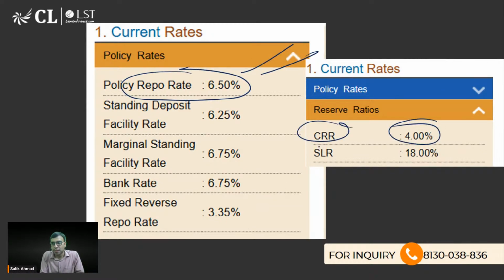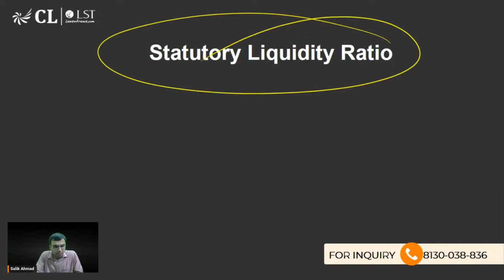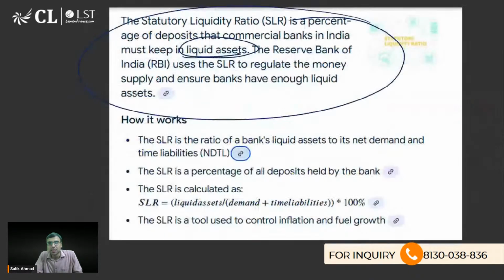Cash reserve ratio is 4% and statutory liquidity ratio is 18%. I have today taken it from RBI's website. अब देखो ये कॉन्सेप्ट क्या है, मैं सिंपल बताता हूँ. फॉर एग्जांपल, जैसे ये 4% है और ये 18%.